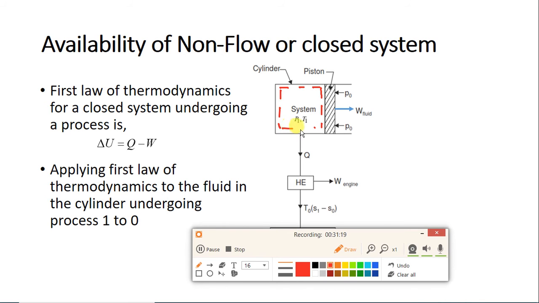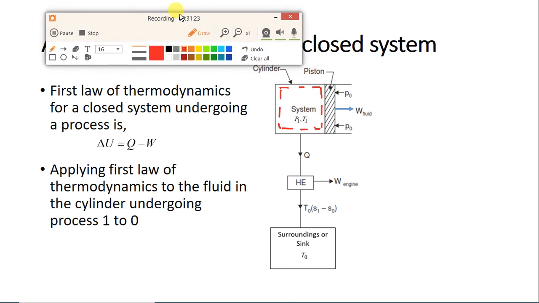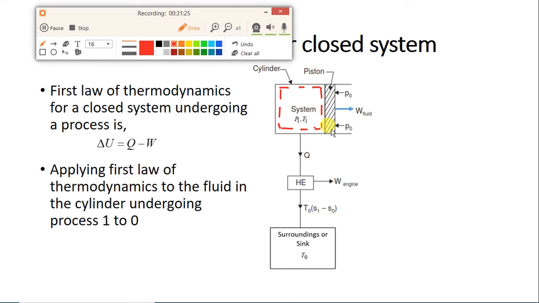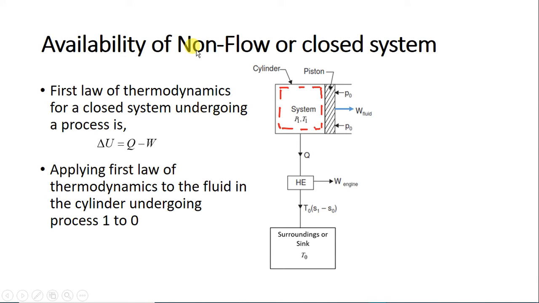So this is the system. We'll apply the first law of thermodynamics to the system. So what we will get is delta U is equal to Q minus W. Okay, so delta U is equal to Q minus W.